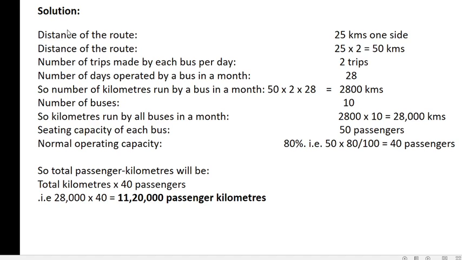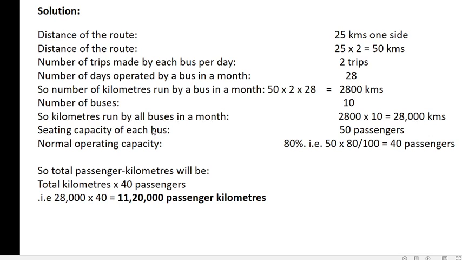Solution. The distance of the route is 25 kilometers on one side. Distance of the route for the entire route is 25 into 2 is 50 kilometer. Number of trips made by each bus per day 2 trips. Number of days operated by a bus in a month is 28. So number of kilometers run by a bus in a month is 50 into 2 into 28, 2800 kilometers. As we have 10 buses, so kilometer run by all buses is 2800 into 10 is 28,000 kilometers.